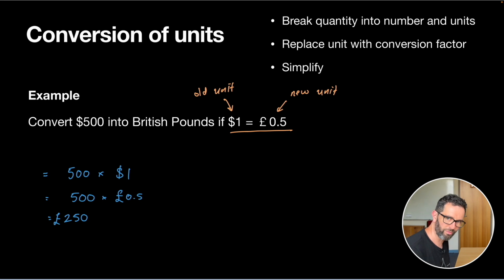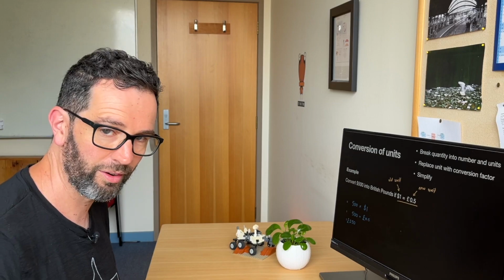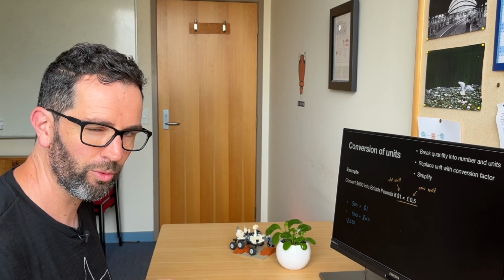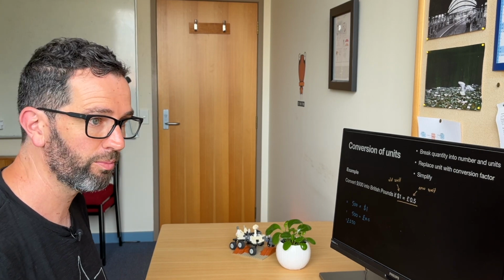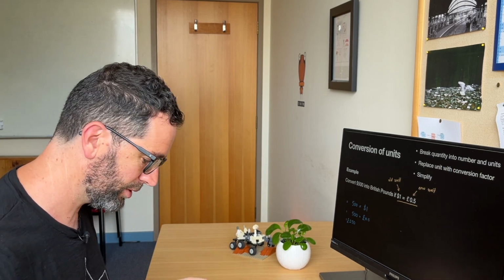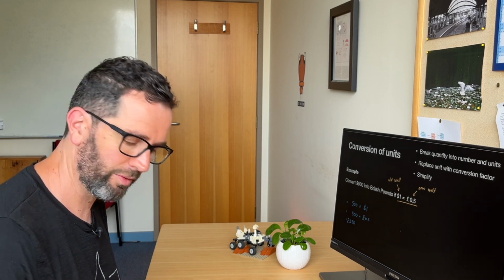Okay, so that's a pretty straightforward example because there's just one unit. But sometimes our units are a bit more complicated than that. They might involve multiple units, like an area of meters squared or something. So let's do another couple of examples.